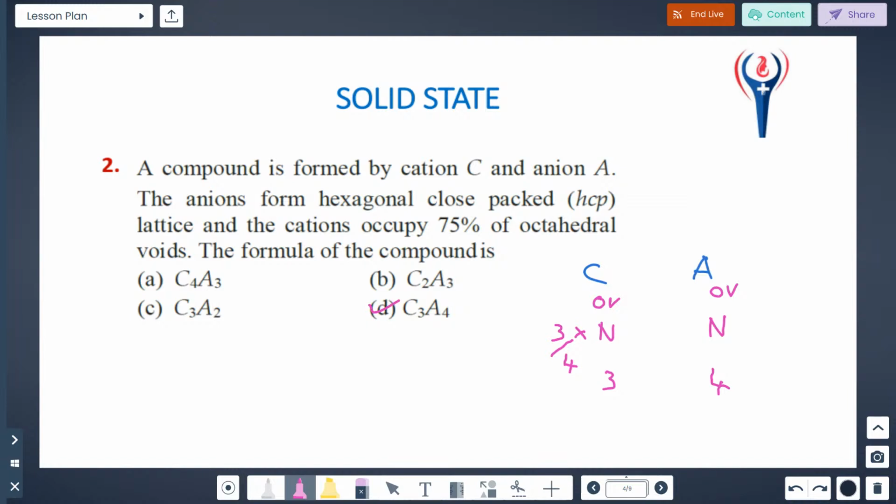Okay. So you must know octahedral voids means only n, the number of octahedral voids. Tetrahedral voids means here we get 2n. Okay. Right. 75% means I put only 3 by 4. So this is all you must know. Okay. Right. Next one.